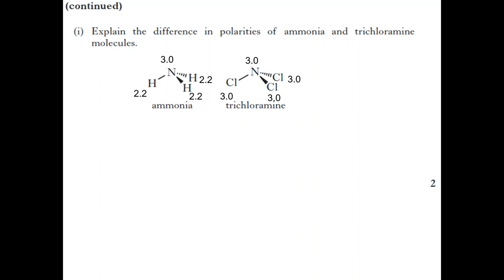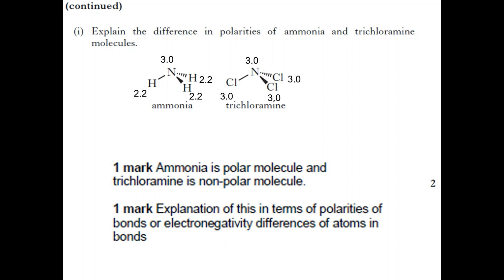So therefore we have polar covalent bonds present in this molecule, so we can say that ammonia is a polar molecule. So you would get 1 mark for mentioning that ammonia is polar and trichloramine is non-polar, and another mark for an explanation in terms of polarity and electronegativity. And it's a good idea in exam questions to write down the electronegativities next to each atom, as this will help you figure out what the correct answer is as well.